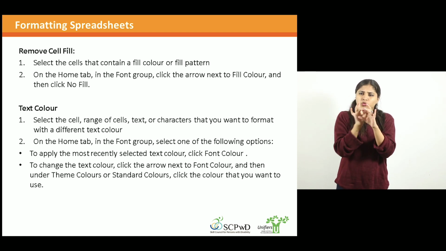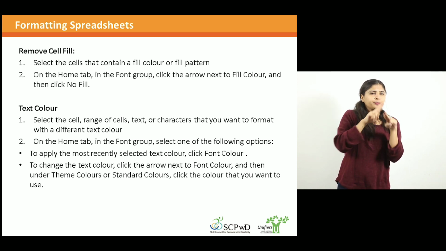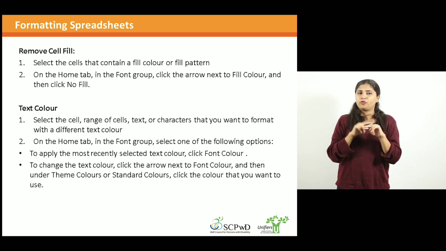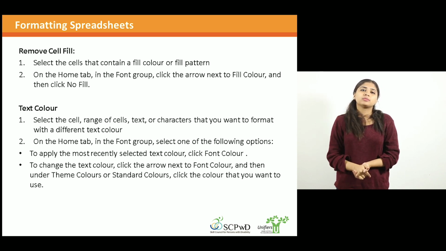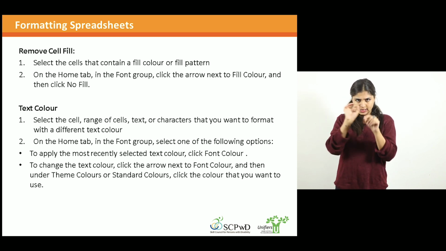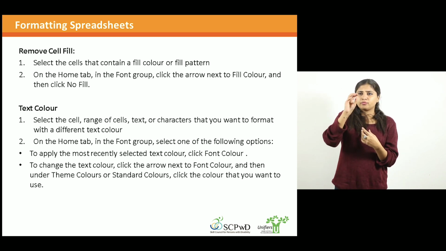Remove cell fill. Select the cell that contains a fill color or fill pattern. On the Home tab in the Font group, click the arrow next to Fill Color and then click No Fill. Text color. Select the cell, range of cells, text or characters that you want to format with different text color.